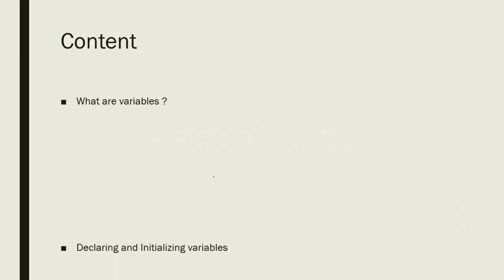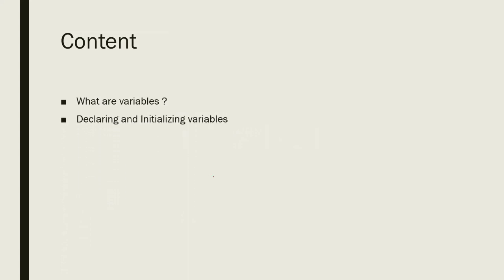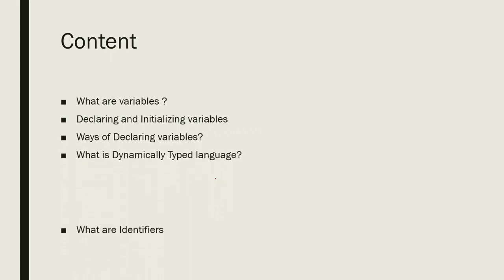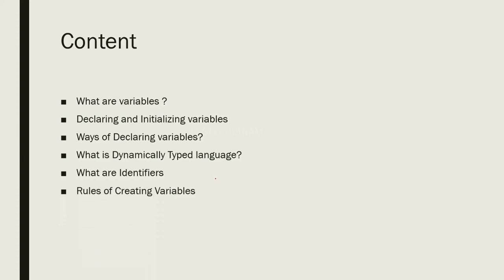Okay, this is all about variables. We have seen what variables are, how to declare and initialize them, the ways of declaring variables, what a dynamically typed language is, what identifiers are, and the rules for creating identifiers. Finally, we have seen some questions so that we can understand variables in a better way. That's all for this section. In the next session, we are going to see more about the let keyword and the const keyword, and the differences between var, let, and const.